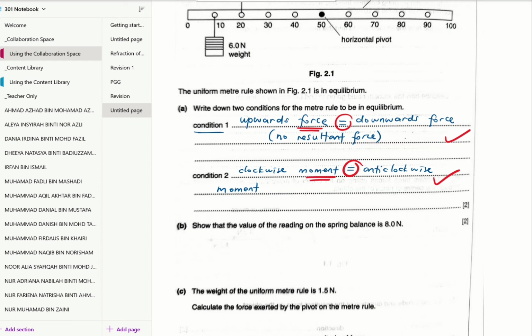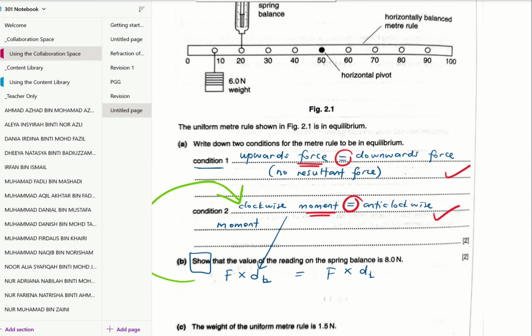Okay, they are equal. Okay, show that the value of the reading on the spring balance is 8 Newton. So now you have to show. So you just use this statement and then you write it in the form of a mathematical formula. So moment equals F times, F is the force, times the perpendicular distance. Okay, so the clockwise equals the anti-clockwise.